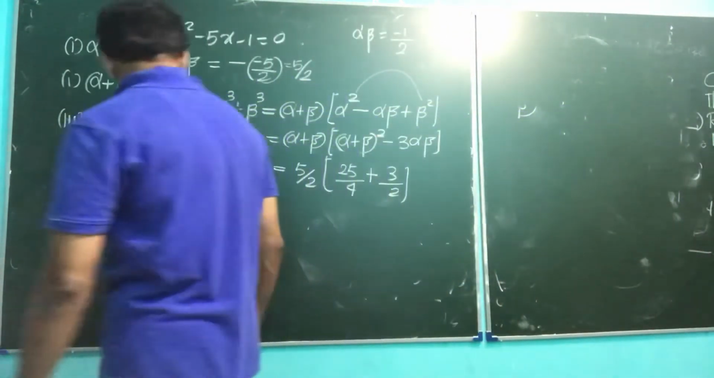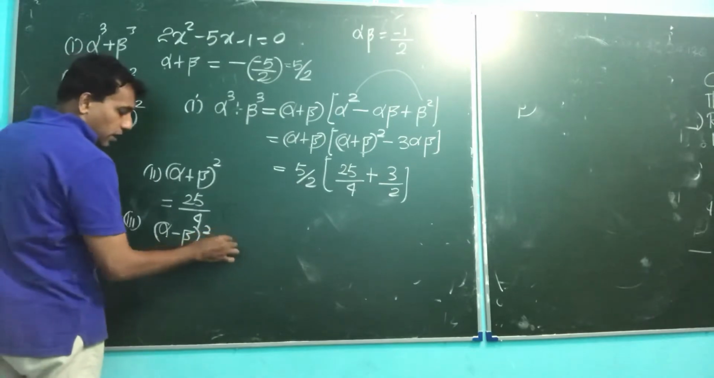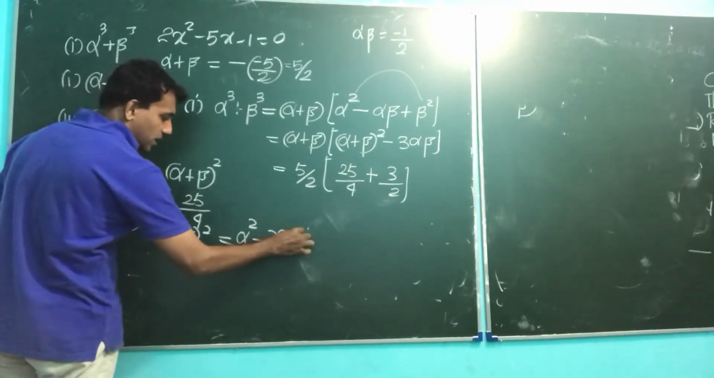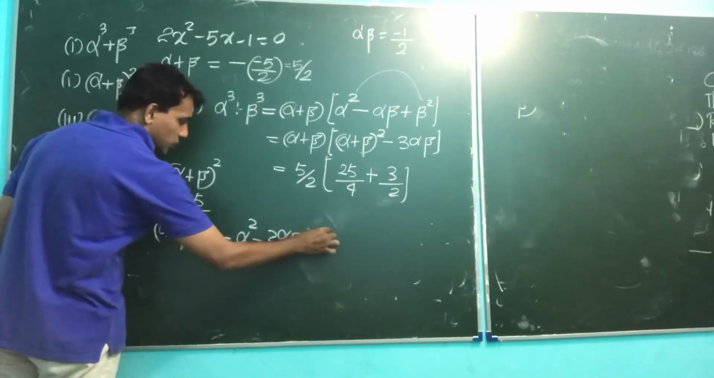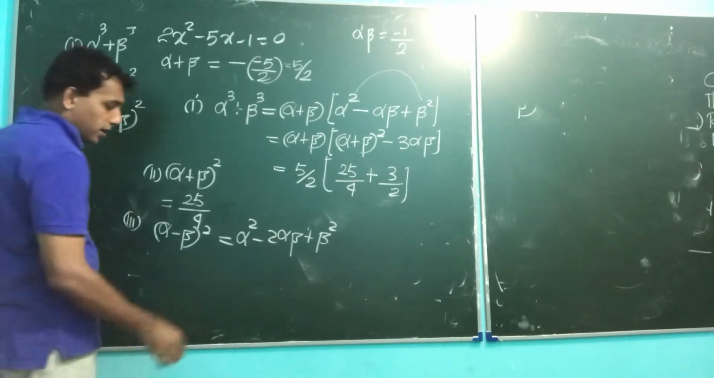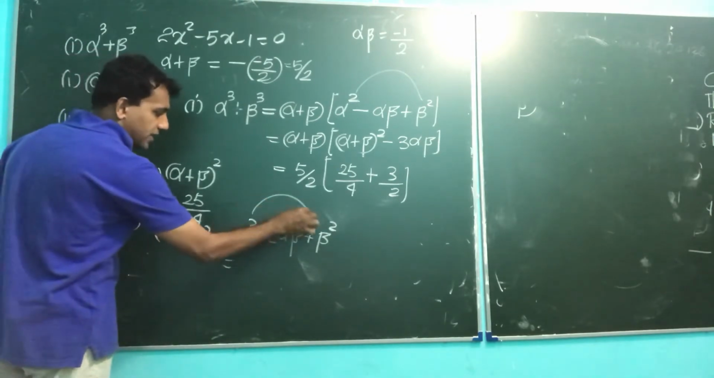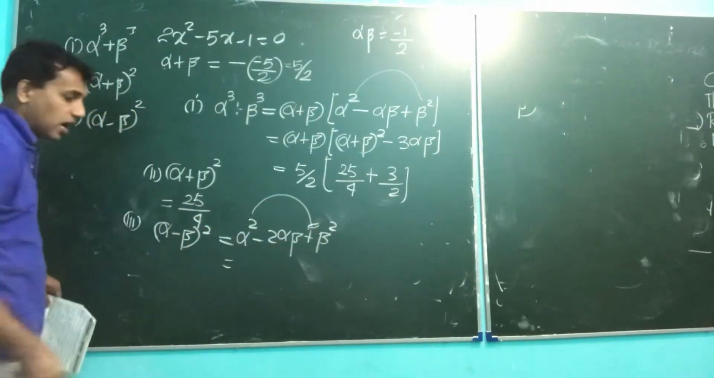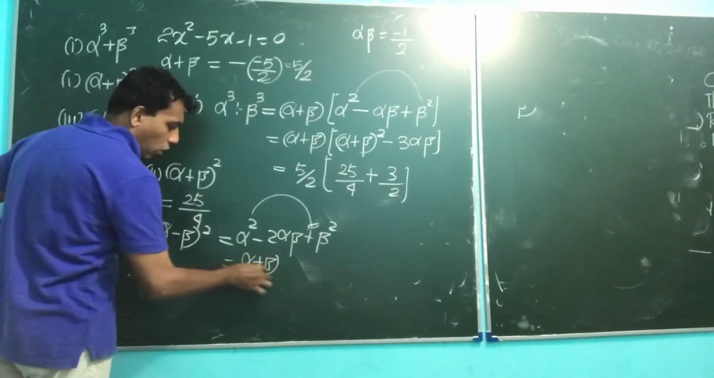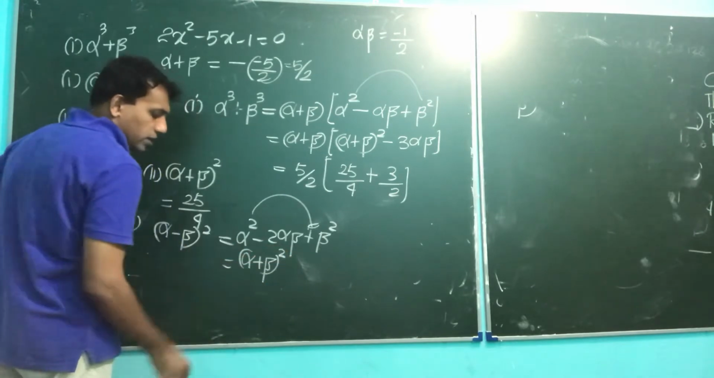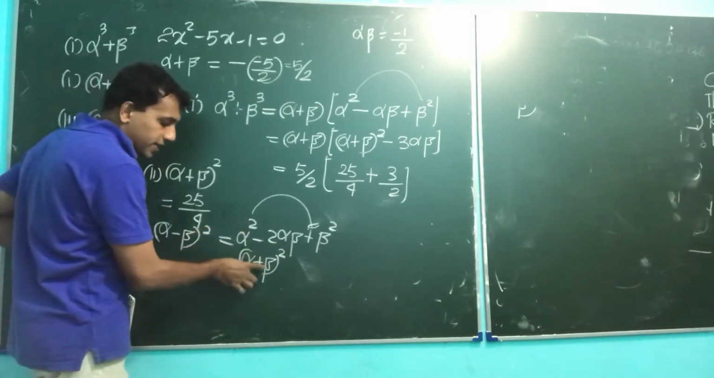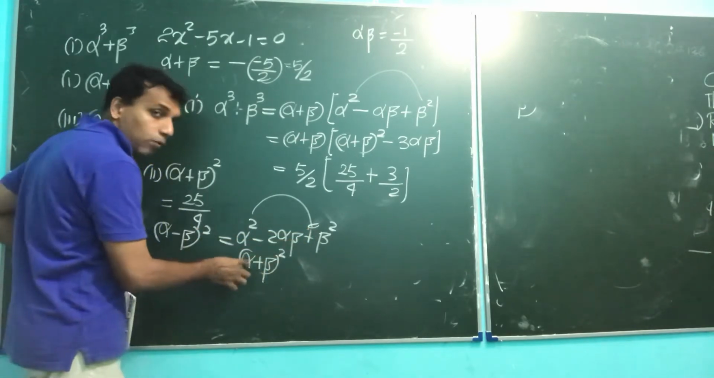How is that? Expand: alpha square minus 2 alpha beta plus beta square, right? Alpha minus beta all things square. Now take the first and the last: alpha plus beta all things square. Then what happened? 2 additional. Alpha square available, beta square available, multiply both and double.